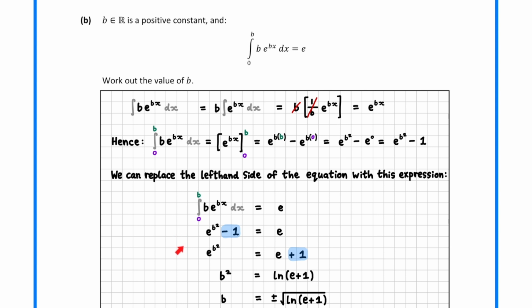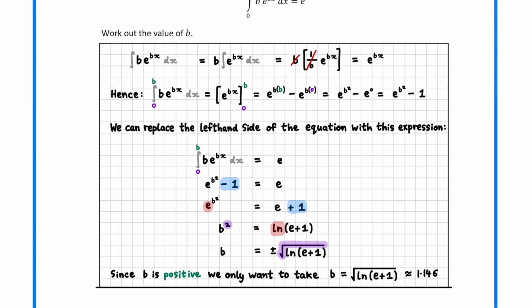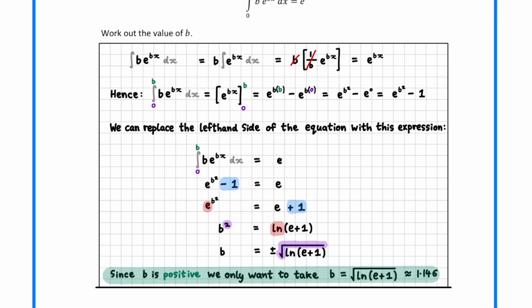From here, we add 1 to both sides, take ln of both sides, and then square root both sides. The question stated that b is positive, so we only want to take the positive solution.